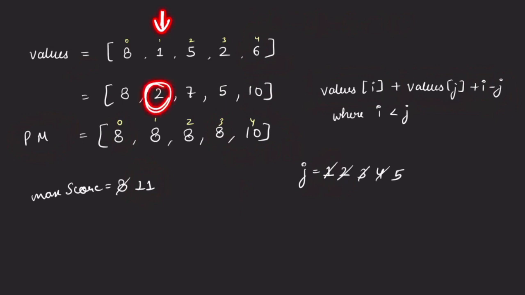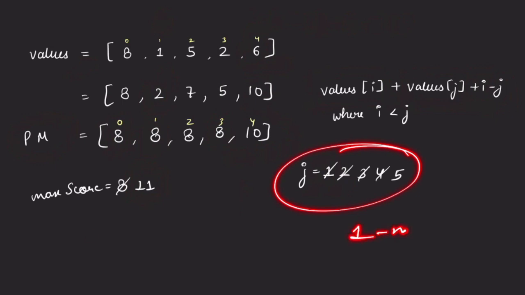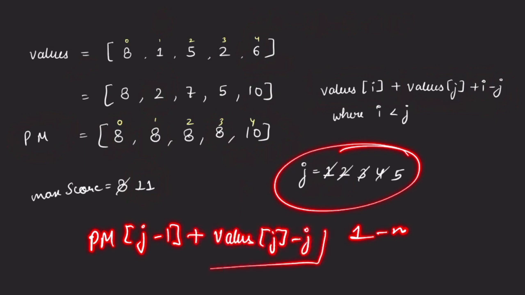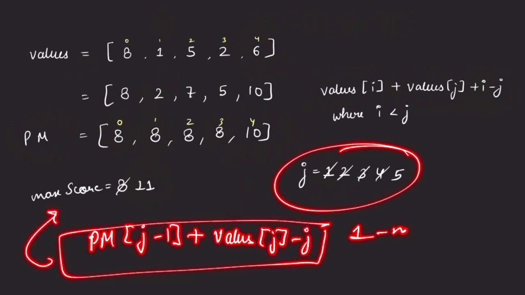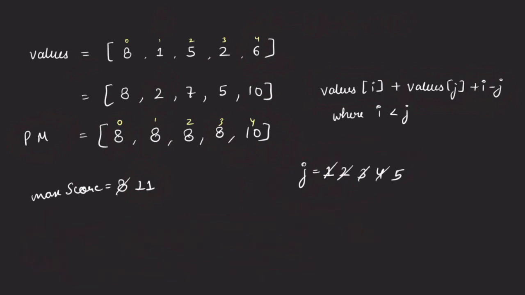We will get this number, and then we will take the max of this number and this number. Whatever is the max, we will keep it here, right? Then we'll start a loop of j from 1 till n, and then we will consider prefix maximum's j minus 1th value plus values of j minus j, and we will take the max of it in the max score, right? So let's quickly look at the code.